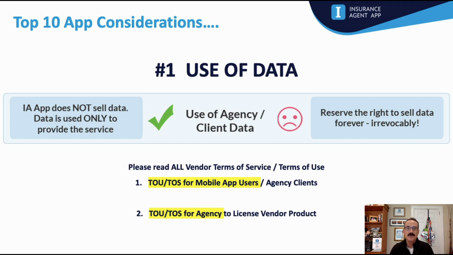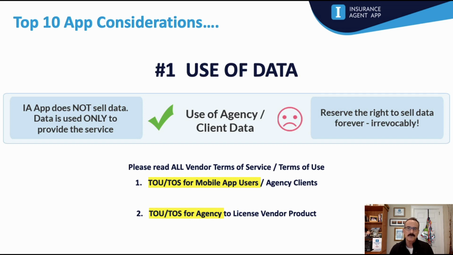And it's happening. So the best way to guard against the use of data that you would not like to have happen to your agency is to read the terms of service, terms of use for the mobile app users and the terms of service for your agency. Often there are two. Insurance Agent App has two. We have one for app users, and it is in the mobile app. Happy to share that with you if you'd like to see it. And we also have one on our website for the agencies that license Insurance Agent App from us.